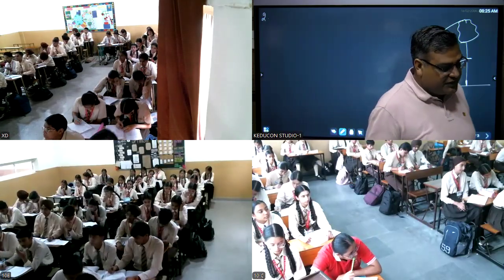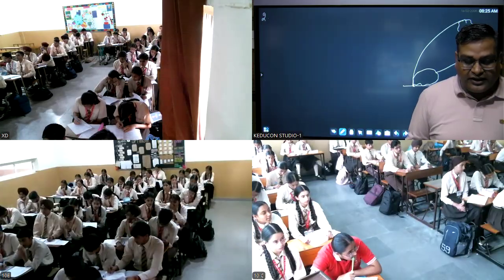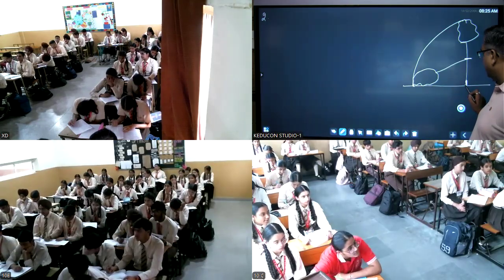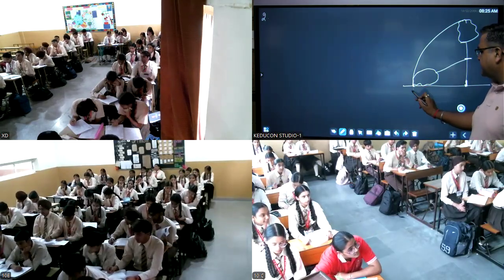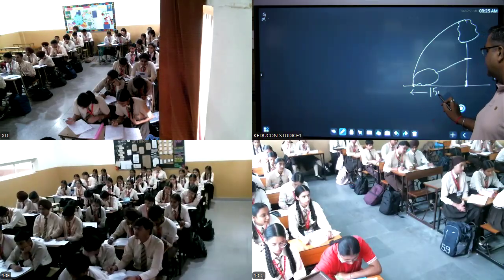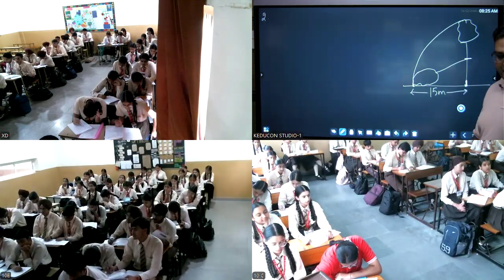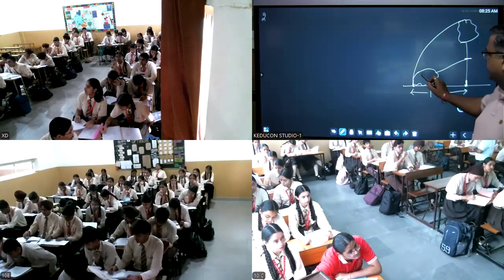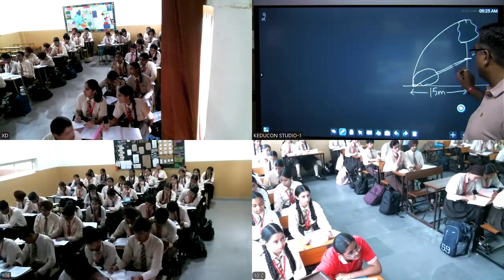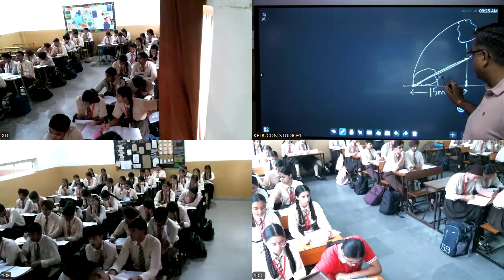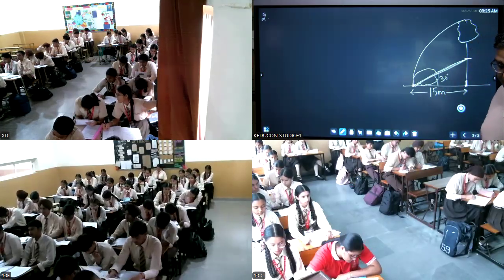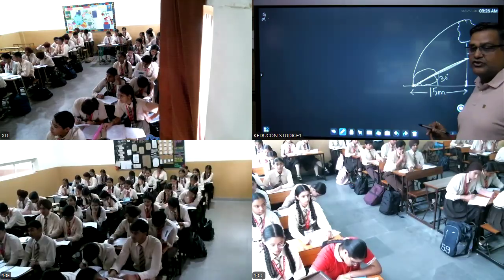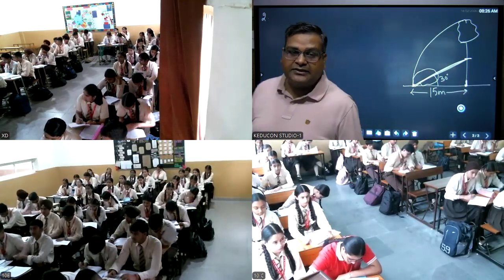The top of a broken tree has its top end touching the ground at a distance of 15 meters from the bottom. Means this distance. This is the bottom of the tree and the highest point is touching here. And this distance is 15 meters. The angle made by the broken end with the ground is 30 degree. Means this angle is 30 degree. The length of the broken part. What is the length of the broken part? Hypotenuse. So you have to find the length of the hypotenuse.